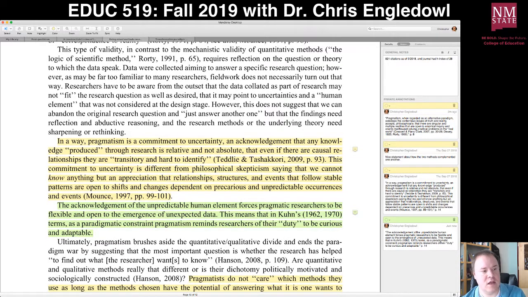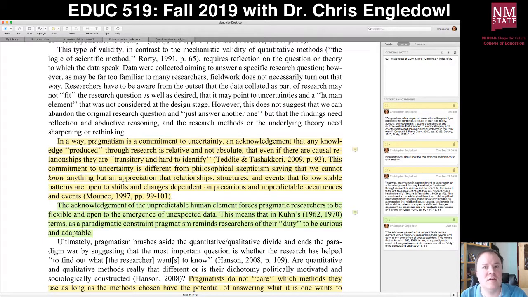This first one said, "In a way, pragmatism is a commitment to uncertainty, an acknowledgement that any knowledge produced through research is relative and not absolute, that even if there are causal relationships, they are transitory and hard to identify. This commitment to uncertainty is different from philosophical skepticism, saying that we cannot know anything, but an appreciation that relationships, structures, and events that follow stable patterns are open to shifts and changes dependent on precarious and unpredictable occurrences and events."